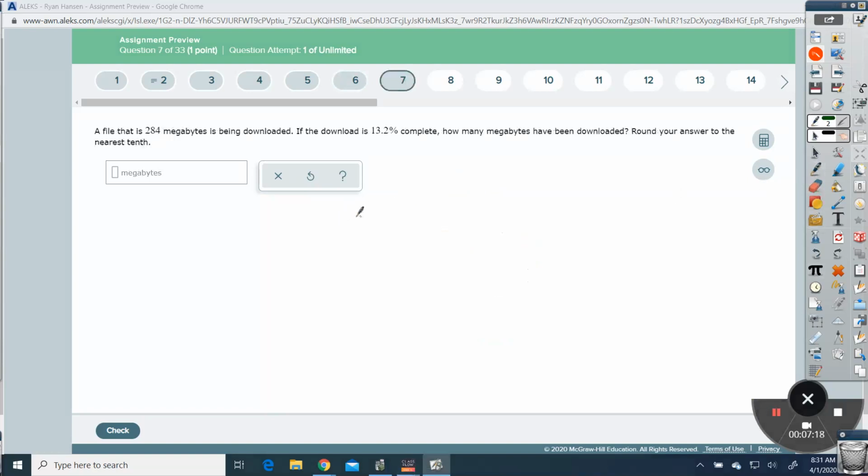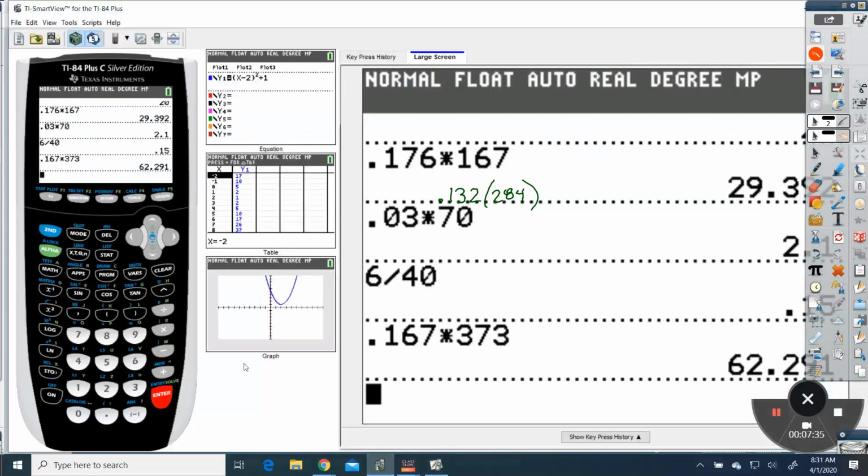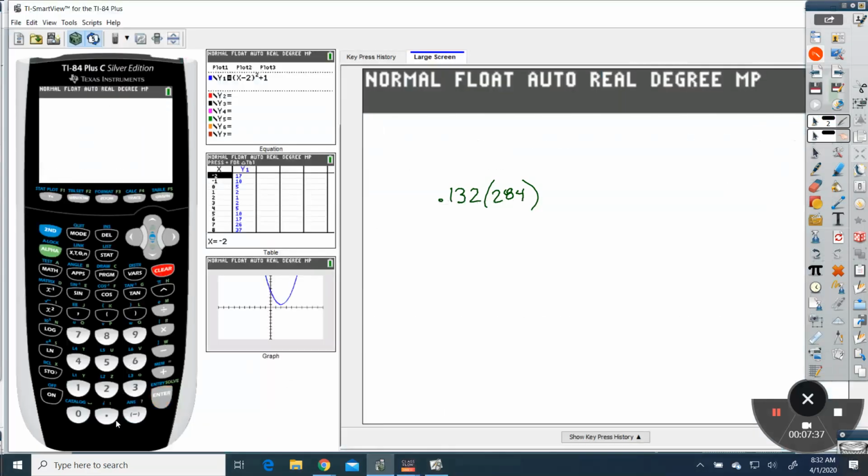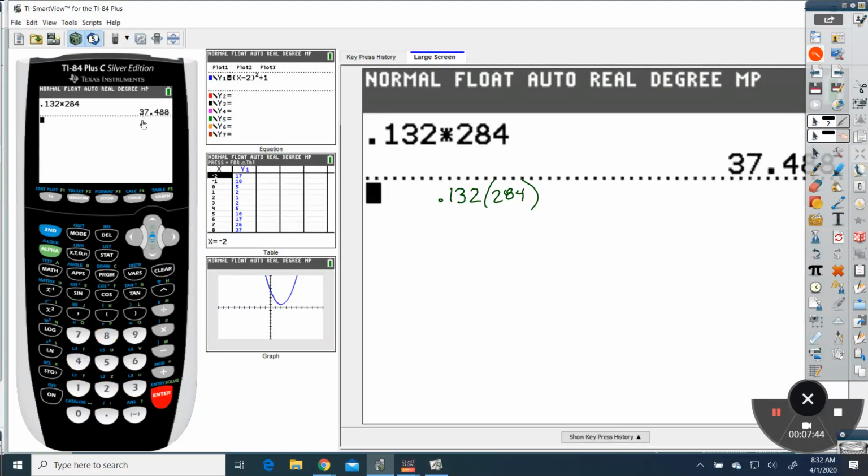So a file that has 284 megabytes is being downloaded. The download is 13.2% complete. How many megabytes have been downloaded? So 0.132 of 284. Again, we just go to our calculator, 0.132 of 284. Look over here, 37.488.